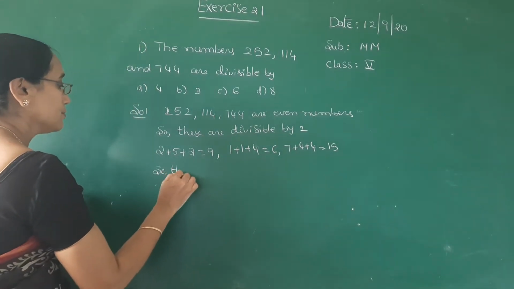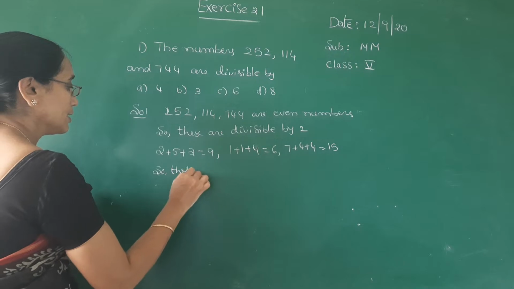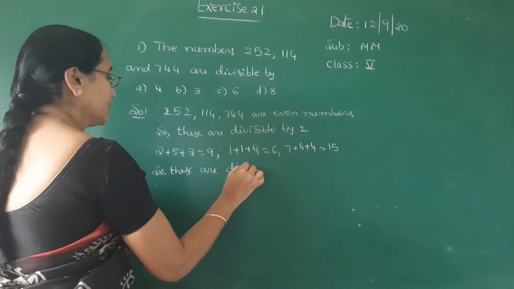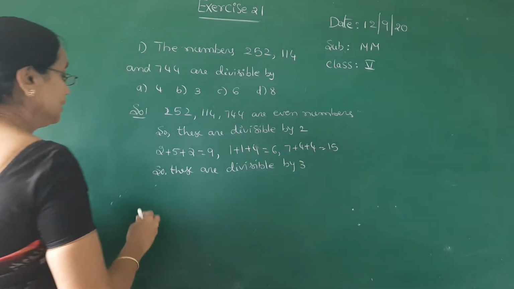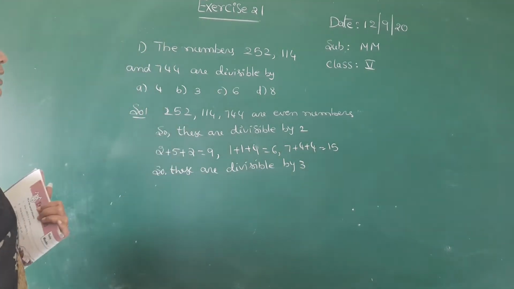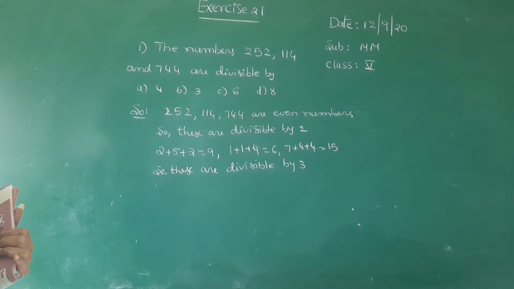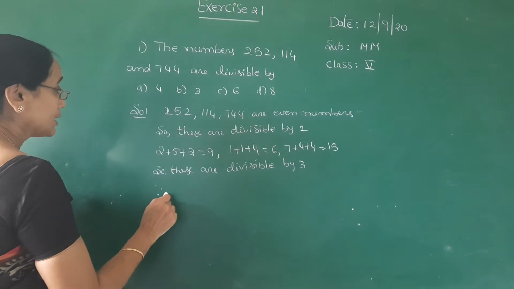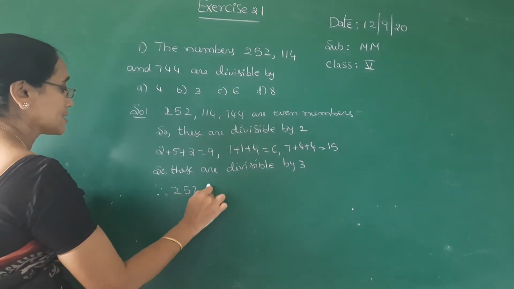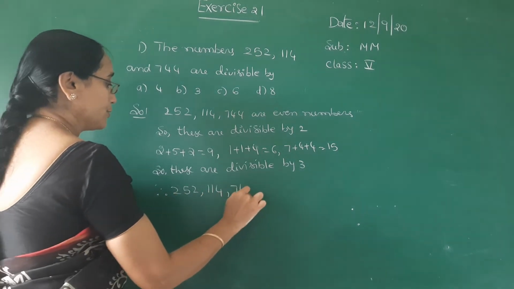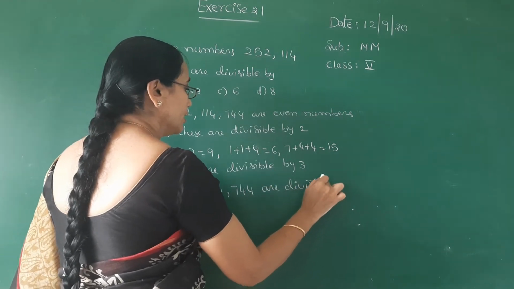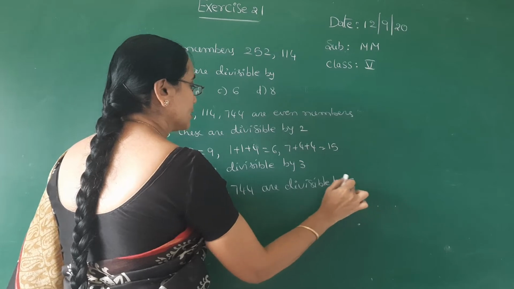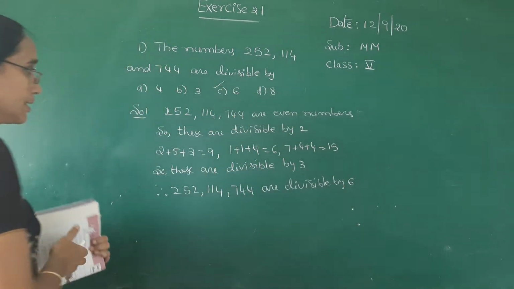So these are divisible by 3. Observe here, 252, 114, 744 are divisible by both 2 and 3. So these three numbers are divisible by 6. Okay, C option is correct.